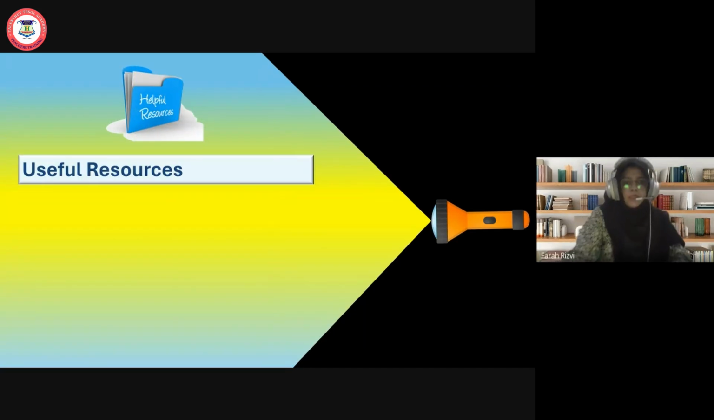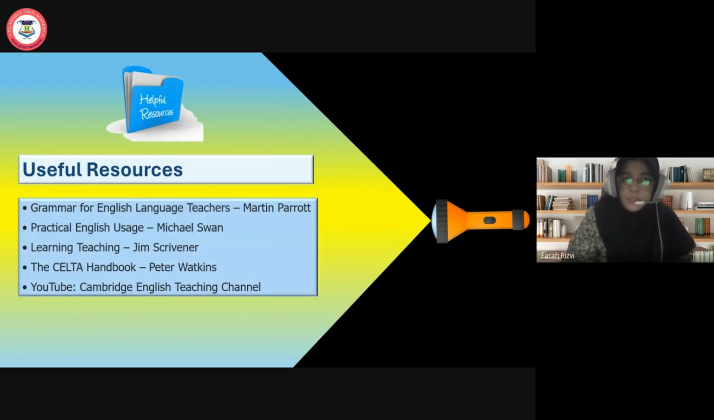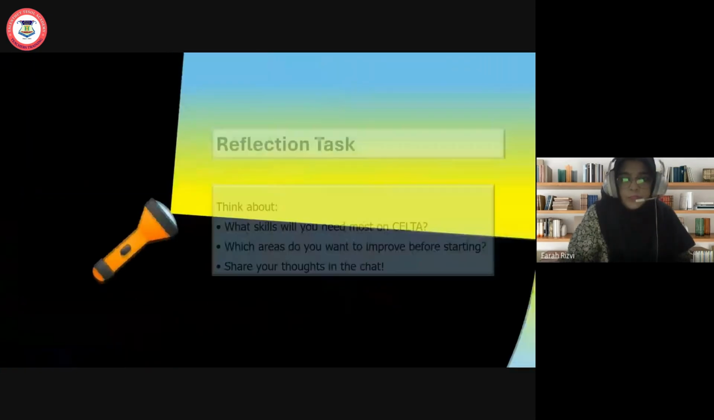Then I want to share helpful resources. Grammar for English Language Teachers. I told you earlier that you should have knowledge of deep grammar. Practical English Usage: start reading Michael Swan. Learning Teaching: Scrivener is very important. You can take help from the CELTA Handbook by Peter Watson, and you can watch the Cambridge English Teaching YouTube channel in order to reduce your workload.